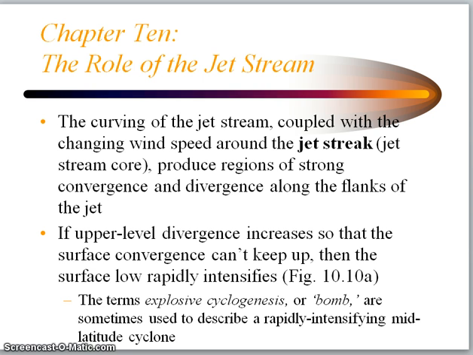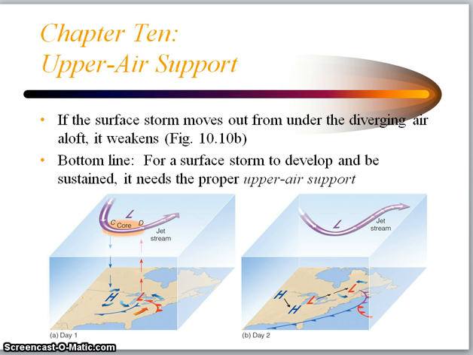If the upper level divergence increases so that the surface convergence can't keep up, then the surface low rapidly intensifies. I refer you to figure 10.10a in your book for that. This term that's associated with very rapid surface low pressure development, because the convergence on the surface can't keep up with the divergence aloft, is often referred to as explosive cyclogenesis, or we call it a bomb. These are terms that are commonly used to describe a rapidly intensifying mid-latitude cyclone.